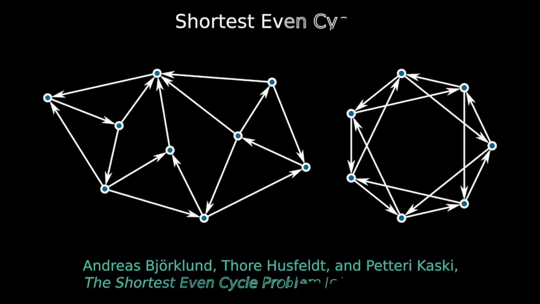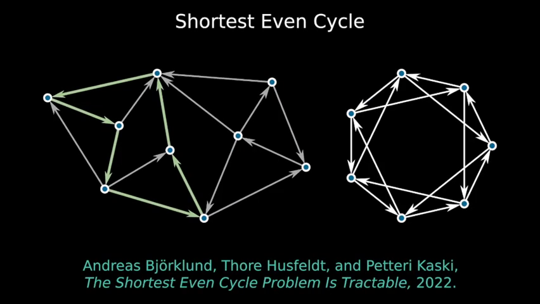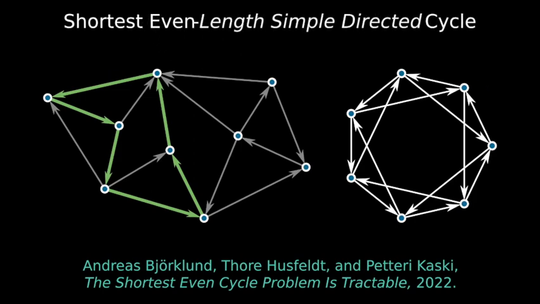The shortest even cycle in the graph to the left has length 6. The graph to the right doesn't have any even cycles at all. In this video, I'll try to explain how to find such a thing in polynomial time, based on joint work with Andreas Björklund and Petteri Kaski.